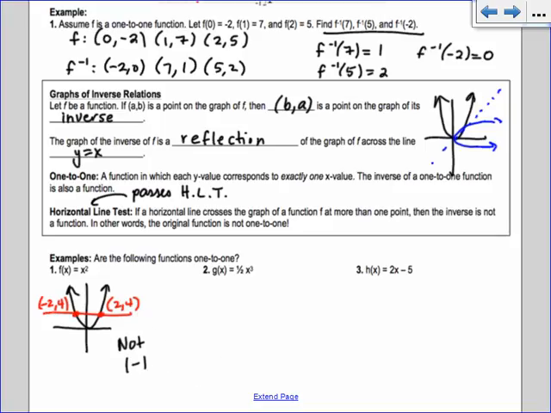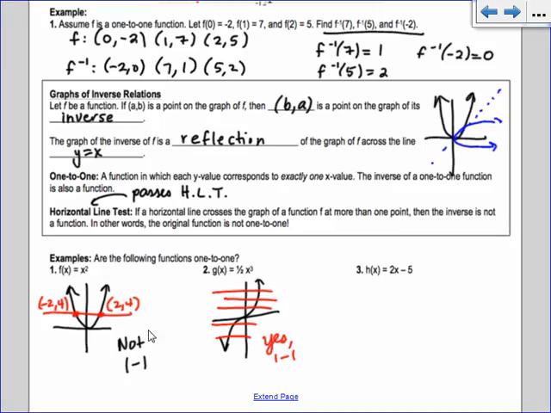We write one-to-one as 1-1. All right, g of x equals 1/2 x cubed. Well, an x cubed function looks like this. Does that pass the horizontal line test? Yes, it does. So yes, 1-to-1.